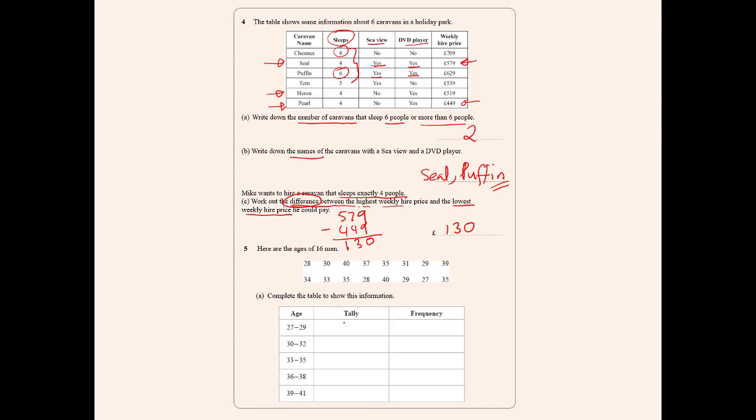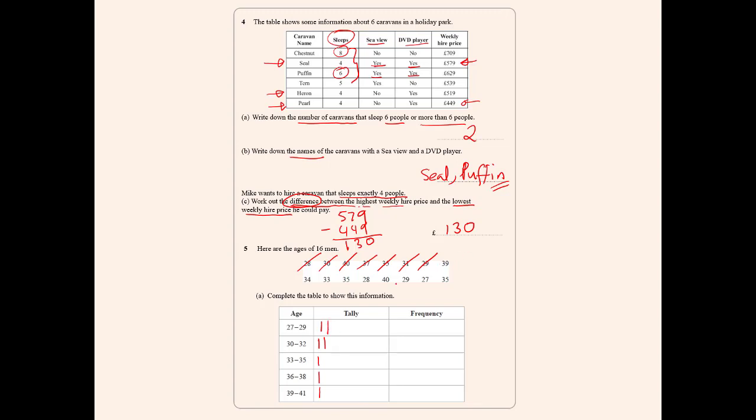Here are the ages of 16 men, and complete the table to show this information. So we've got a tally chart there. So let's complete the tally chart. So when you complete a tally chart, once you have included a number in the tally chart, cross it out. So 28 between 27 and 29. So let's put a line there. 30 here, 40, we'll go over here, 37 here, 35, 31, 29.